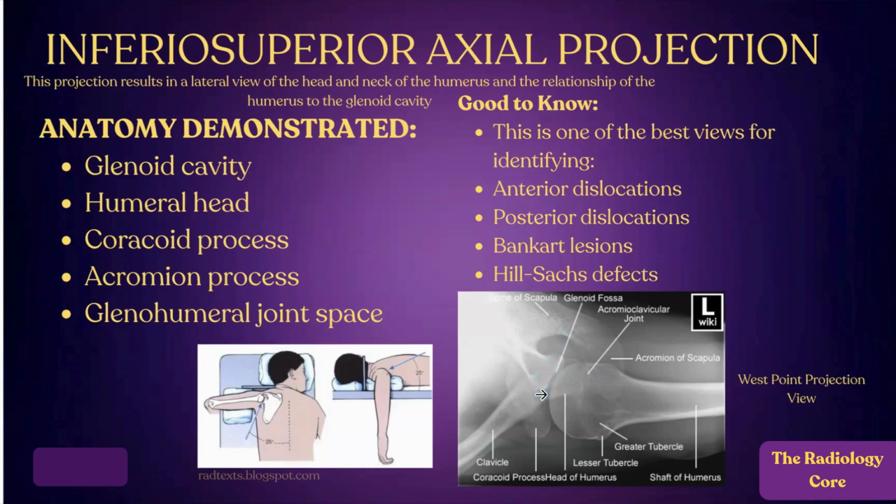For this projection, it's good to know that this is one of the best views for identifying both anterior and posterior dislocations, as well as Bankart lesions and Hill-Sachs defects. This was obtained with the patient lying prone on the table. You elevate their shoulders, which helps bring the shoulder anatomy into the center of the image receptor. You have the patient just lie prone with their arm off to the side, in a neutral position, like you can see here. And then you're going to angle the central ray into the patient's glenohumeral joint space to help open this area up.